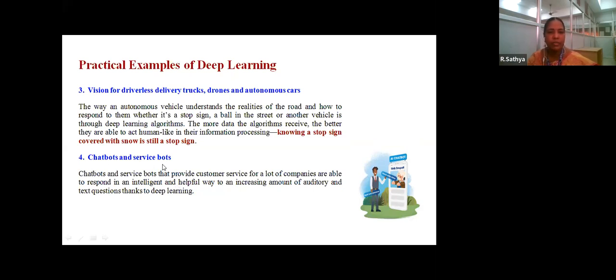And chatbots and service bots. Earlier, when you called for any customer care, you needed to press so many dial numbers, and one customer service person from a BPO would be contacting us and asking for the queries. But nowadays, nothing happens like that. You just have automated chatbots. Whatever queries you input, they will give you the answers. So you get it instantly.